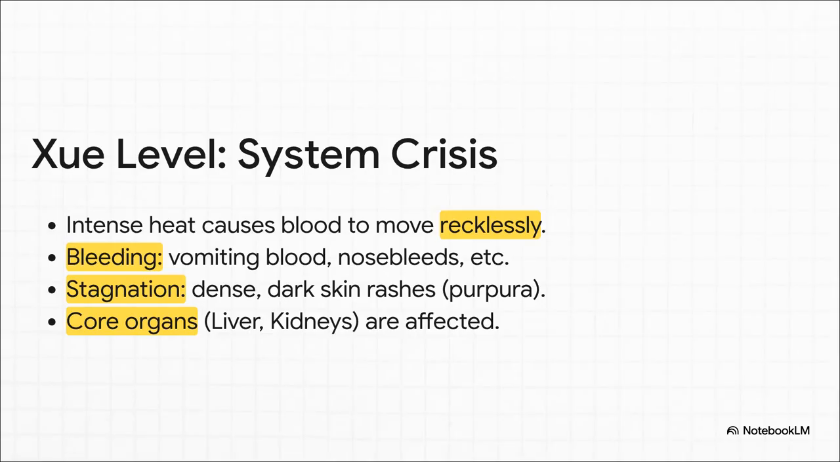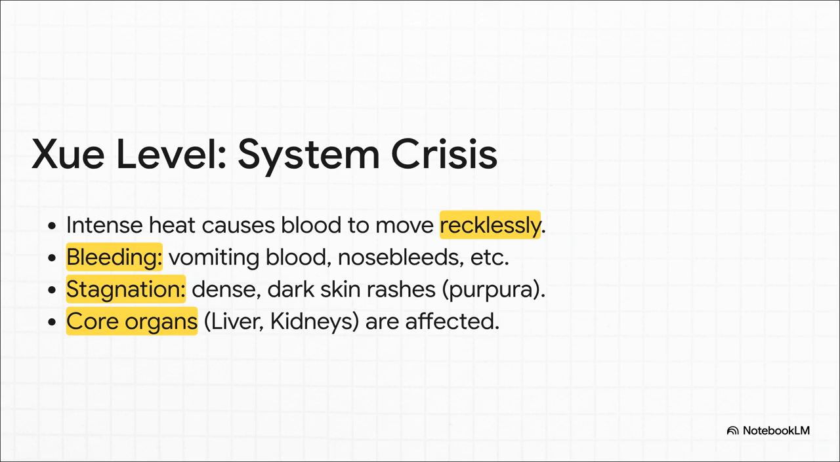The pathogen has now breached every single defense and has reached the body's most precious resource, its very essence, the blood. At this point, the damage is profound. The intense heat is described as essentially boiling the blood, causing it to move recklessly, even bursting out of the vessels. This leads to terrifying symptoms: bleeding from the nose, in the stool or urine, even vomiting blood. The blood can also stagnate, which creates dark, dense rashes on the skin.